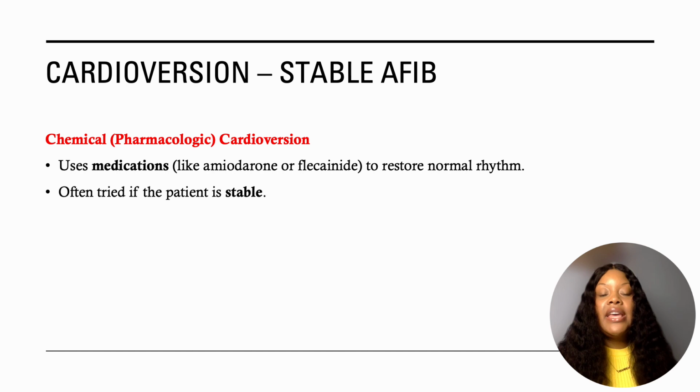Now, if our patient is stable, we can do a pharmacological cardioversion. This one uses medications such as amiodarone or flecainide to restore the heart's normal rhythm. You try this if a patient is stable. The patients who are unstable actually get the pads on them, that synchronized cardioversion. But if your patient is stable, we can try giving them medications that can restore the normal rhythm. This is for your stable patients, okay?